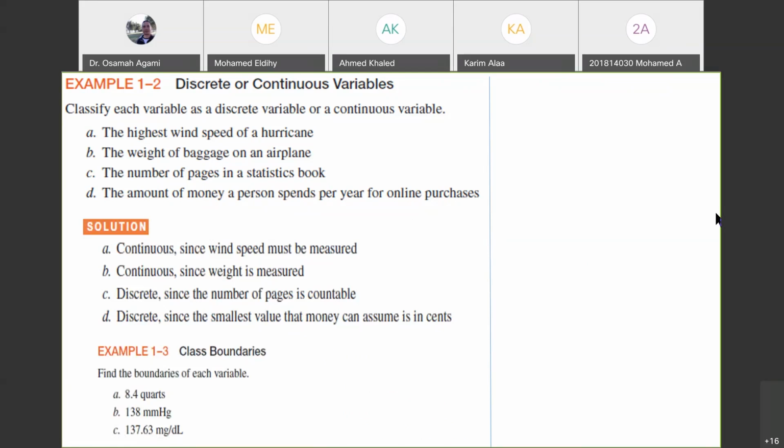Please, here, I didn't mention this one last lecture: how to find the boundaries of each variable. As we usually say, we take a step back and step forward, right? So if I have 8.4, 4 is the decimal place, so I have 0.4. If I take half before this one, it will be 8.35, right? And the half after this one will be 8.45. So what is the boundary of 138? Can you answer me in the chat, please?